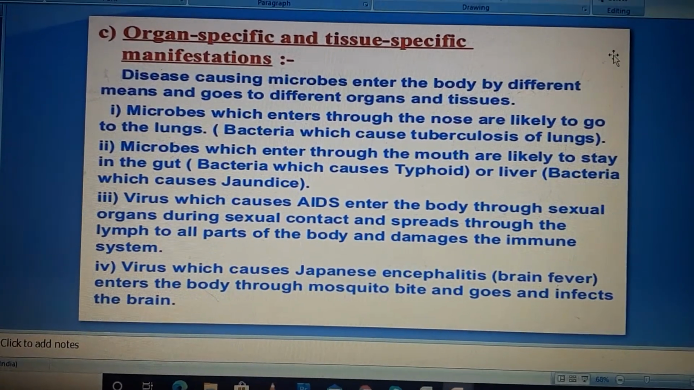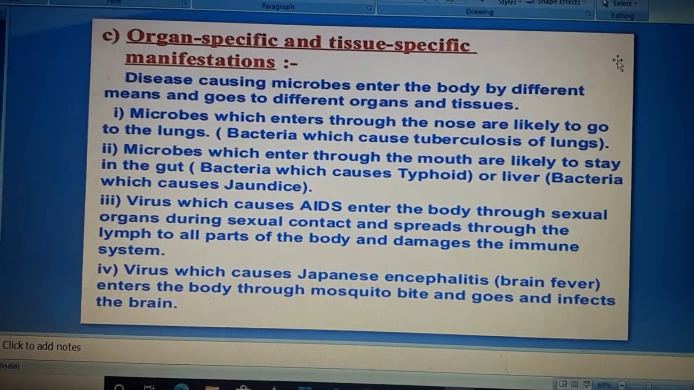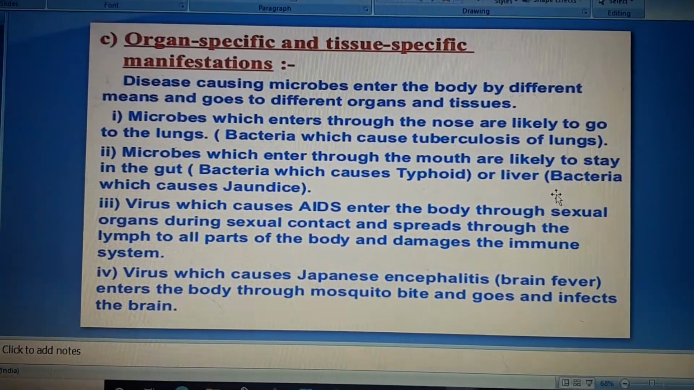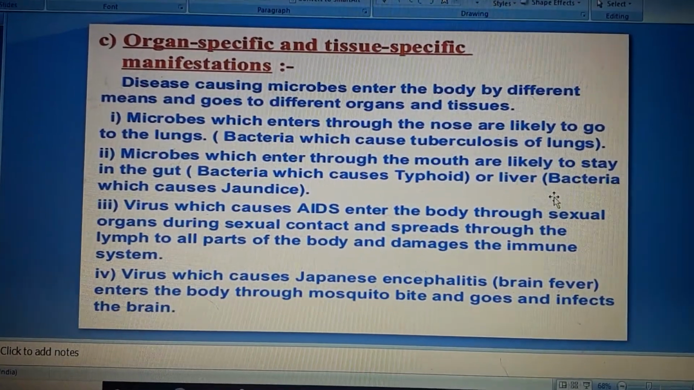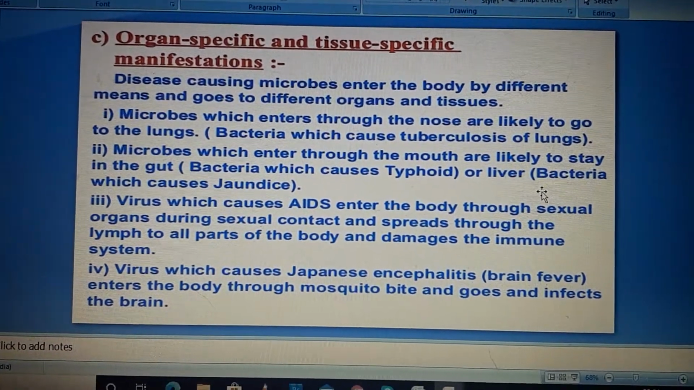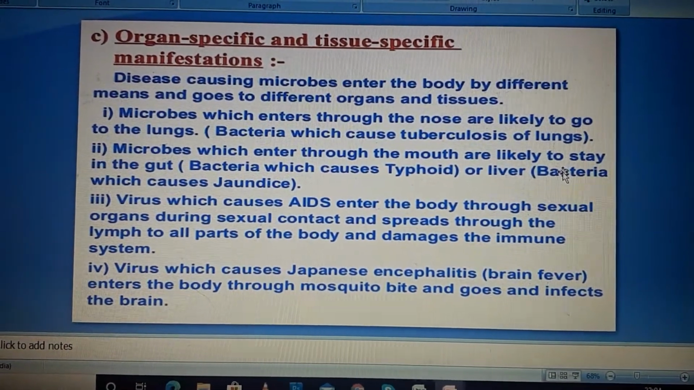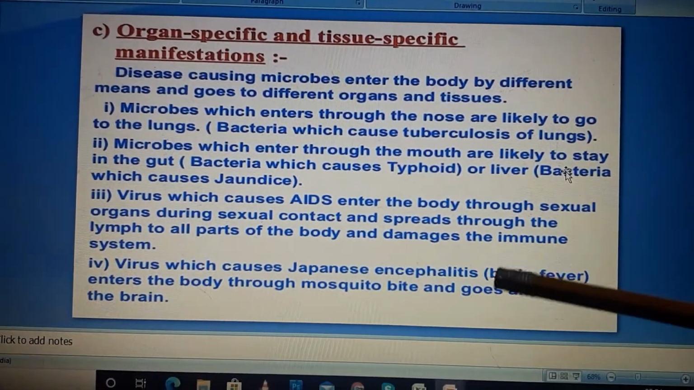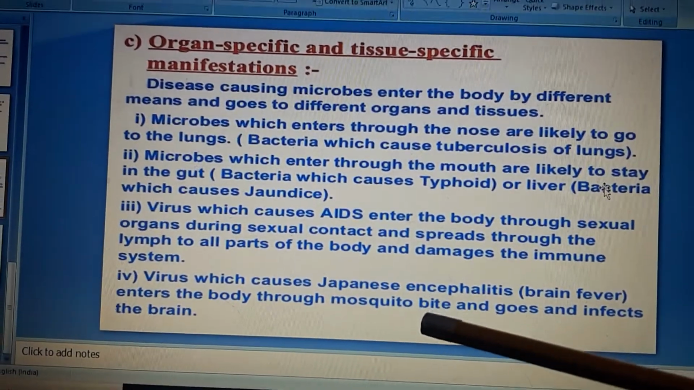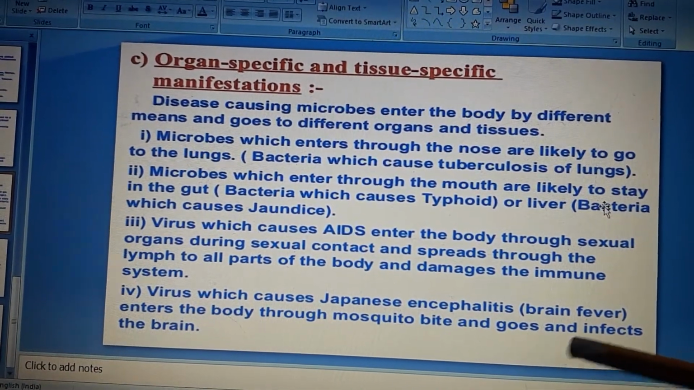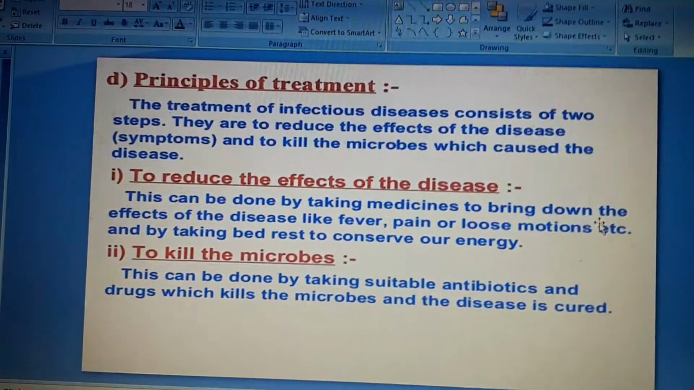Viruses which cause AIDS enter the body through the sexual organs during sexual contact and spread through the lymph to the parts of the body. Lymph is the fluid which is present all around the body, and the virus damages the immune system. Viruses which cause Japanese encephalitis, which is a brain fever, enter through a mosquito bite. The mosquito is a vector here, and the virus goes and infects the brain.